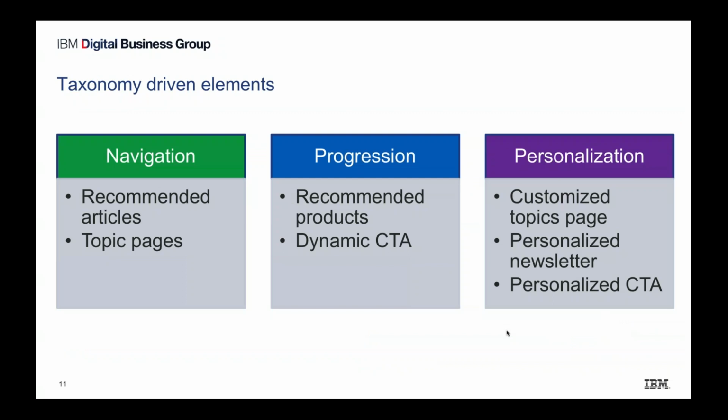So reviewing in terms of that, categorization. For navigation, we had recommended articles and topic pages that were populated based on taxonomic tagging. For progression, we had the recommended products, so a new content type that we wanted to suggest as the next step, and a dynamic CTA that would match that as well, or at least that was the goal. We did have the recommended products, we didn't have the dynamic CTA. And then for personalization, we had the customized topics page. We wanted to get to a personalized newsletter that would match that, and we wanted to get to a personalized CTA as well.